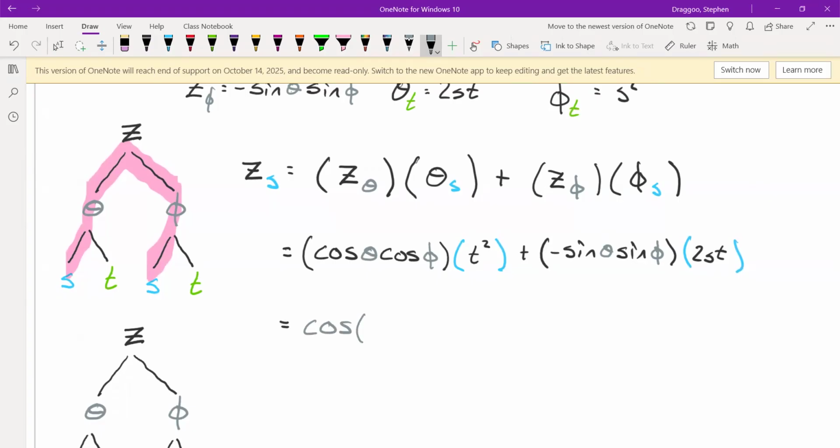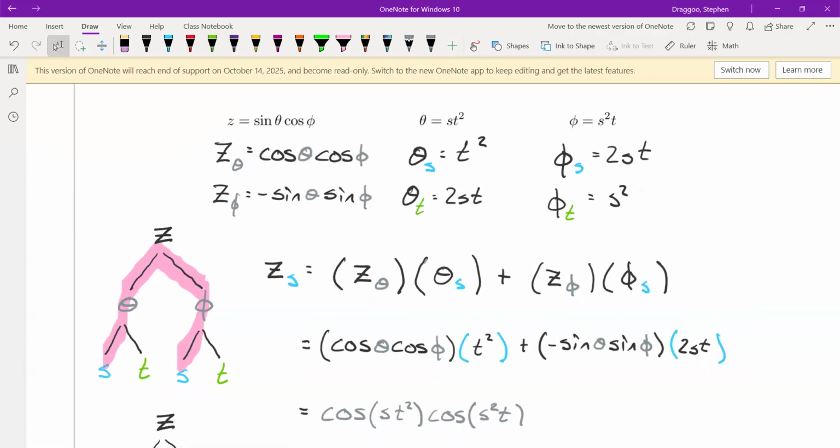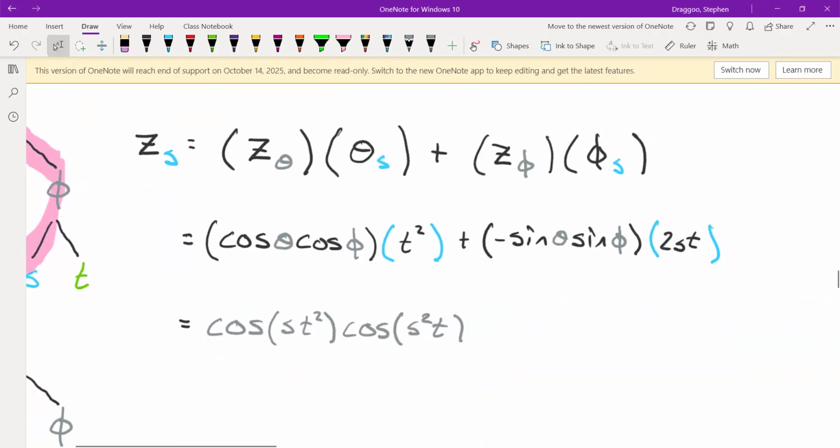So this should look like cosine of, I think this is st squared, times the cosine of t squared s squared t. There we go. S squared t, right? If I just pull back up for a moment, theta was st squared, phi was s squared t. Of course, we picked things that looked very, very similar to each other to be as confusing as possible. Sorry about that. But we got those two things plugged in for theta and for phi. So let's bring in my t squared part right there.